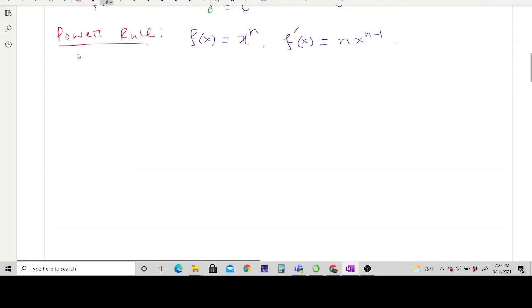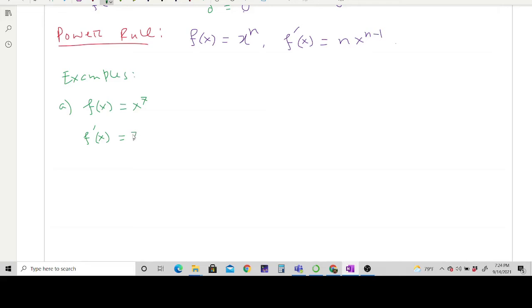So let's look at some examples. A, suppose f of x equals x to the power 7. So the derivative of this function, f prime of x, equals, you bring 7 down here, times x to the 7 minus 1, which equals 7 times x to the 6.